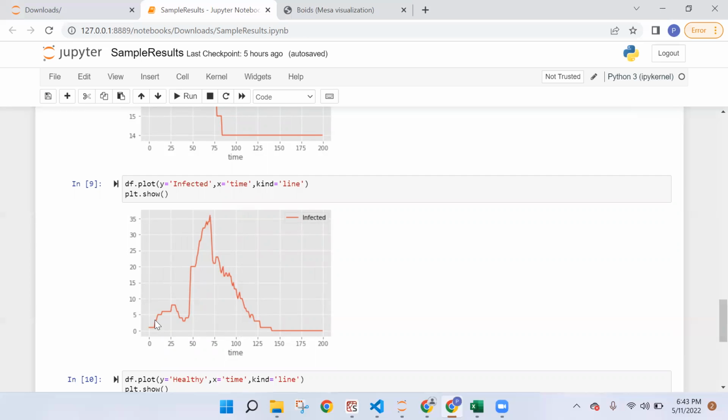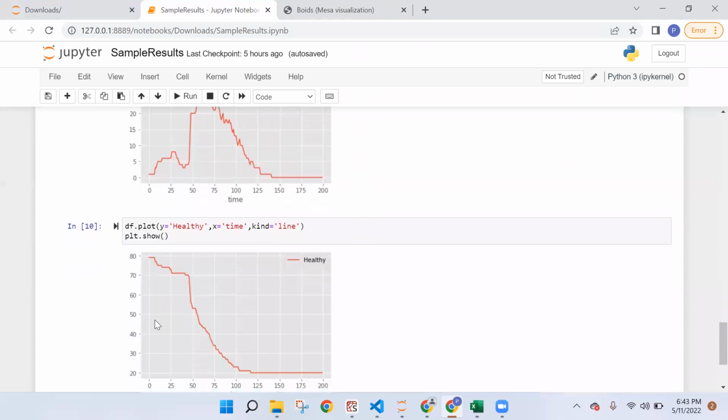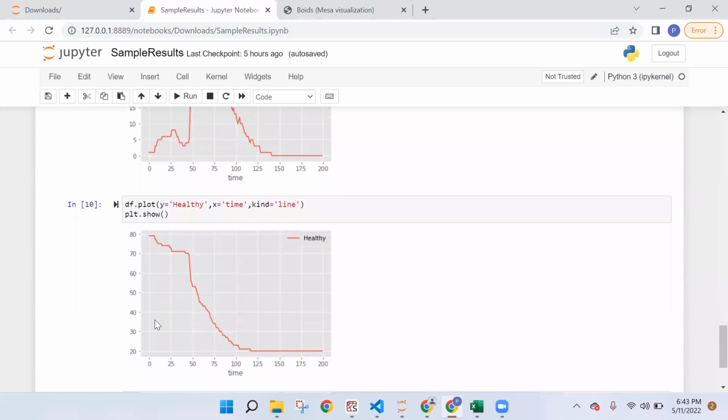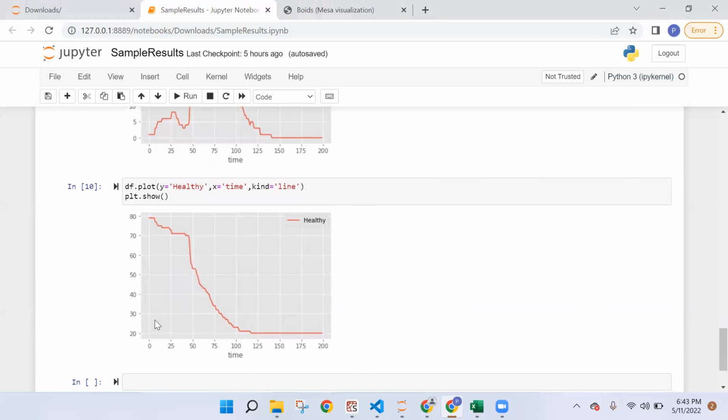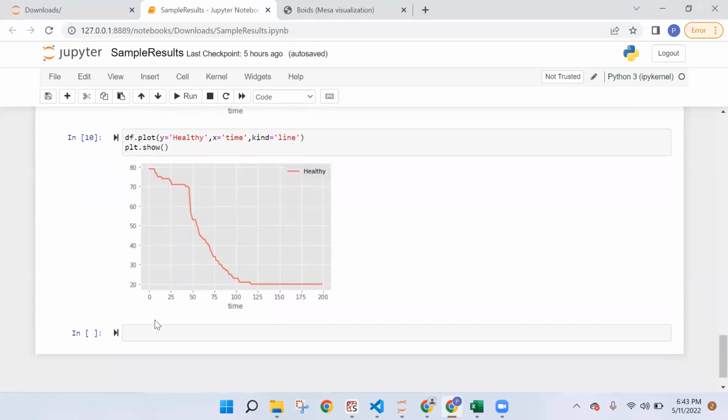Now when we come to healthy versus time, we can say that 60 people out of 80 got infected, and 20 people were left without infection. Our attention is on how these agents behave over a period of time and influence the model. Finally, this is the model we analyzed at a social distance of 2 units and vaccination agents at 20%. These two parameters have huge potential to influence the spread.